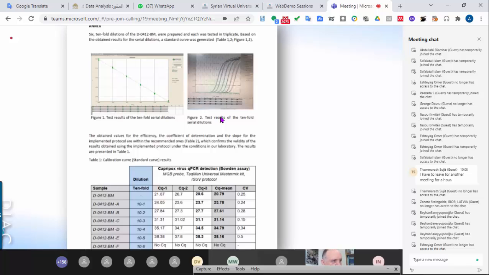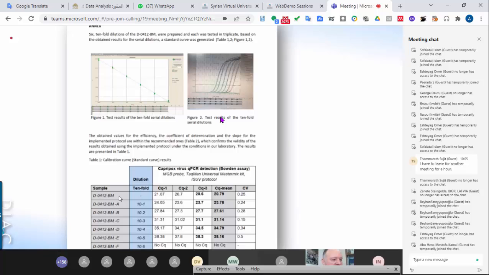As you can see here, first we have put the picture of the standard curve. This is the data and the picture obtained by the software of the machine, just a picture of how the dilution curve, the standard curve, looks like. And then you just explain the results you obtain, and then you provide the table with the specific numbers.